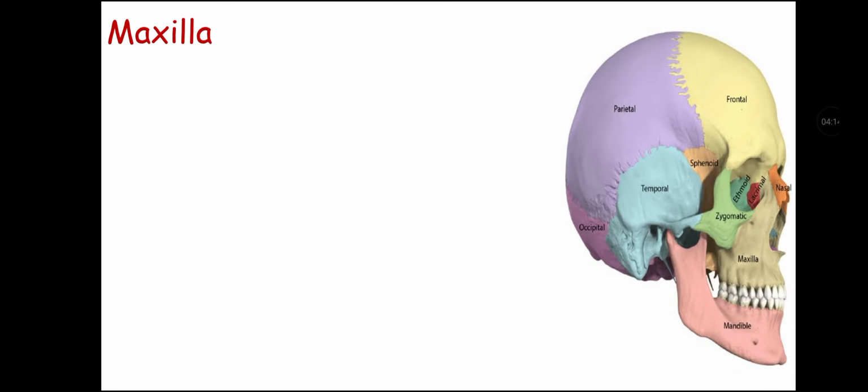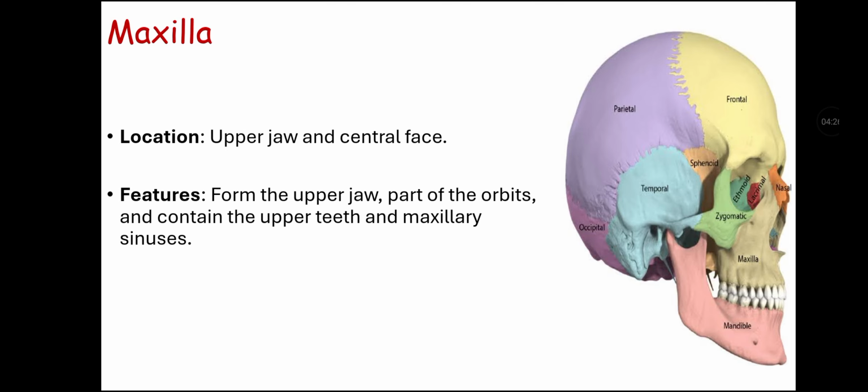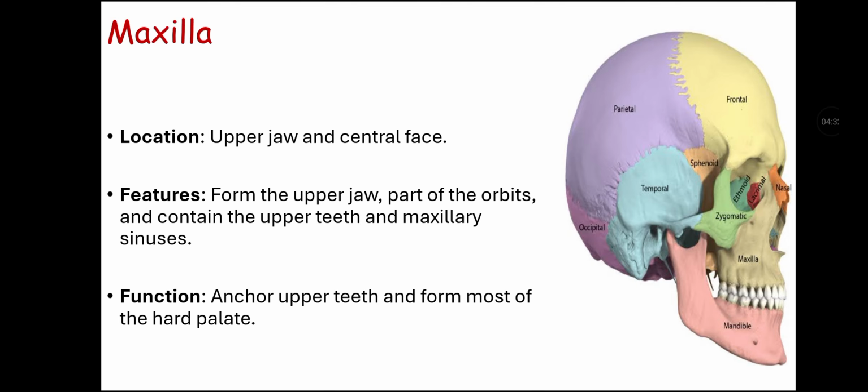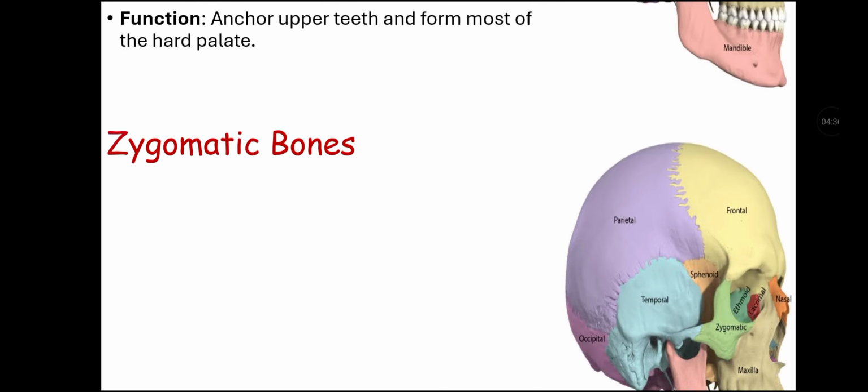Next is the maxilla. Here you can see the skin color bone is the maxilla that is holding up the upper teeth. It is a paired bone, that means there will be 2 maxilla in every skull. It forms the upper jaw and central face. It forms the upper jaw, the parts of the orbit, and contains the upper teeth and maxillary sinuses. It anchors upper teeth and forms most of the hard palate.